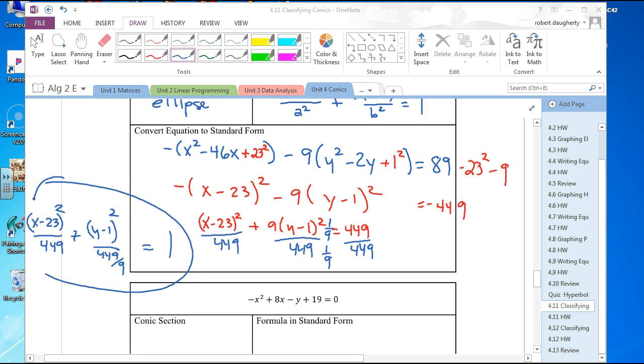So just because the numbers aren't pretty, trust yourself, okay? So when you had 9 over 449, okay? If I multiply this by 1/9 over 1/9, 9 over 9 is 1. This is 449 over 9. Okay.